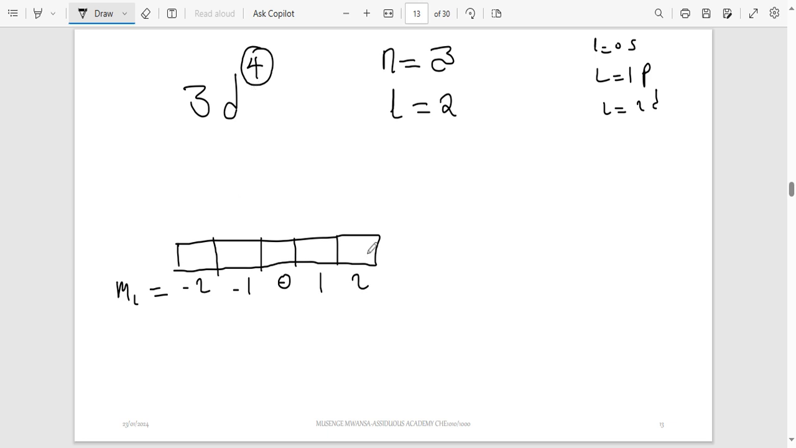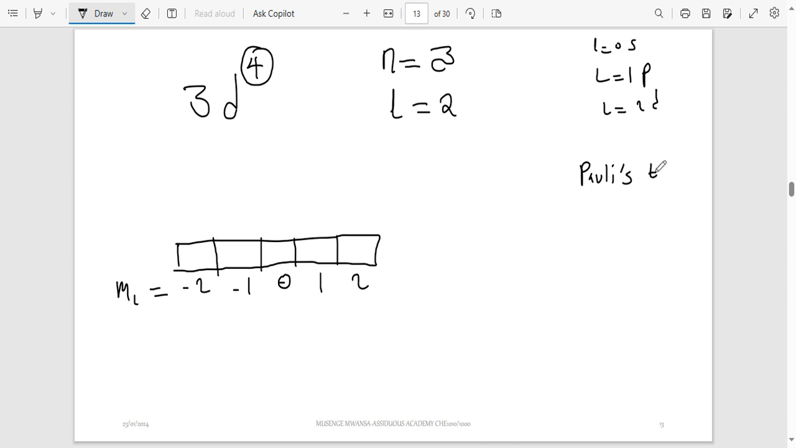Now when you are putting electrons in these orbitals, there are rules that you use to fill orbitals with electrons. Actually, there are three, not two: the Aufbau principle, Pauli's exclusion principle, and Hund's rule. So this is where we even end. I'll continue from here in the next class and also talk about this so that you just understand.